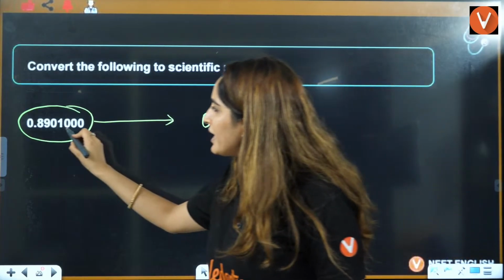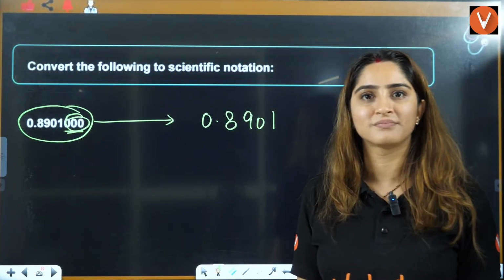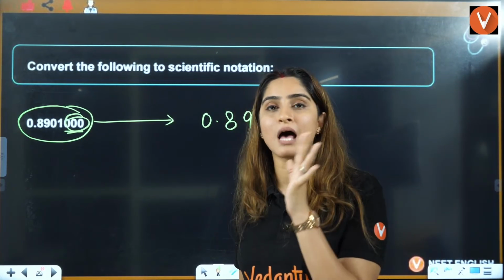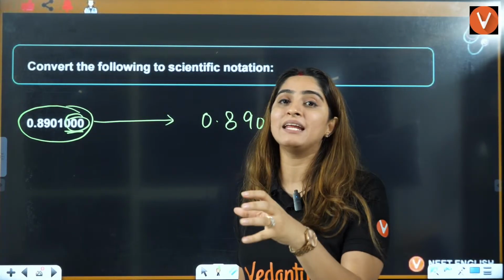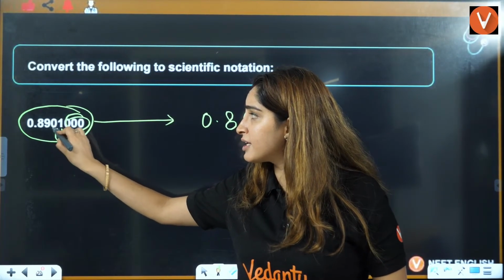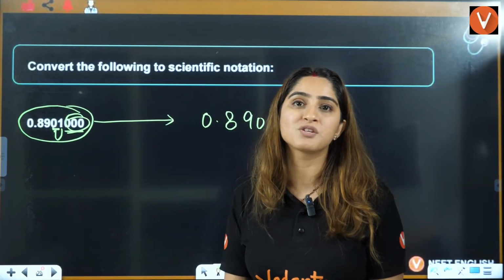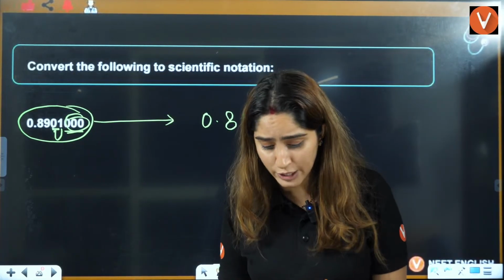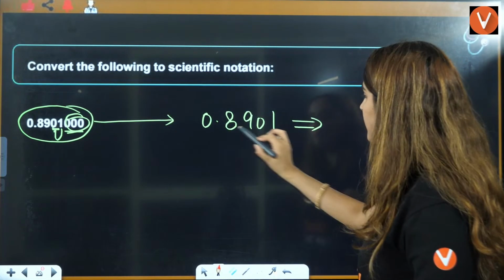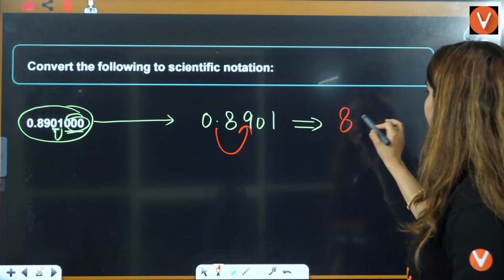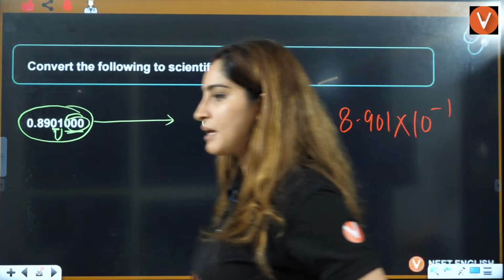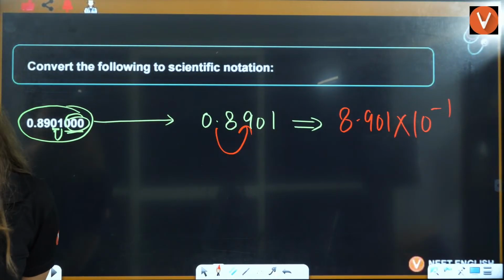8.8901. Do I need to write these 3 zeros here? After the decimal, only those zeros are valuable which are before any proper digit. So before 1, this 0 has a value, but after it, the 0 does not have a value. So we just need to write it as 8.8901, and I'm shifting it by one place, so it will become 8.901 into 10 raised to power minus 1. Okay, clear everyone? Clear everyone or not?